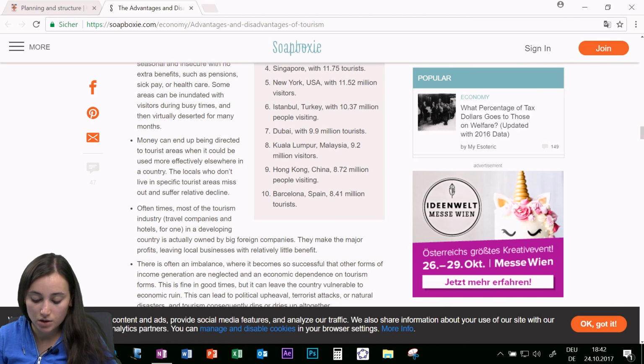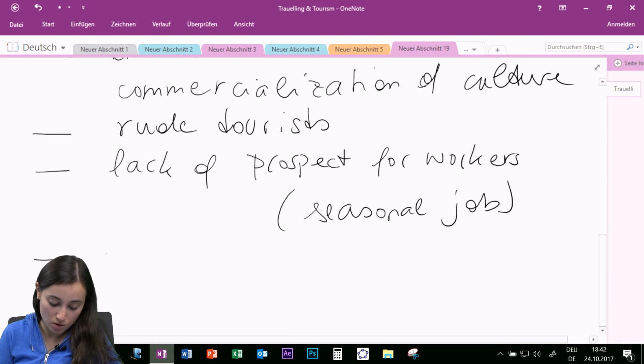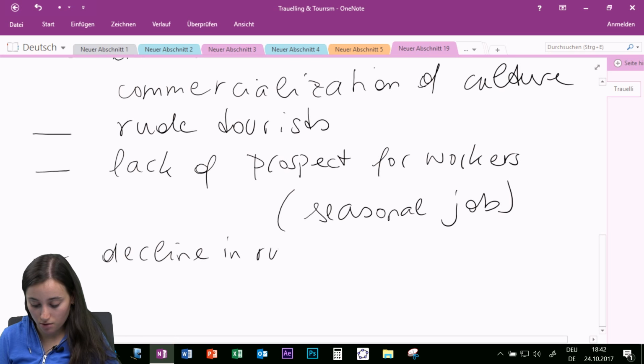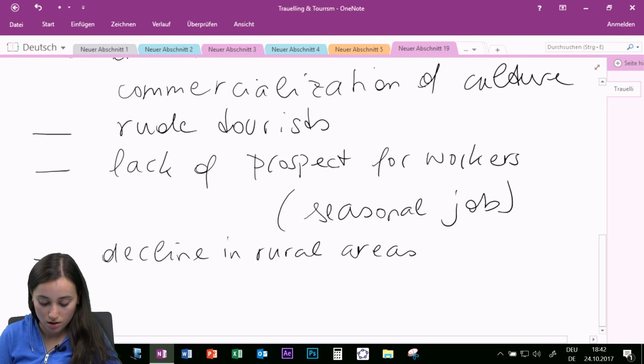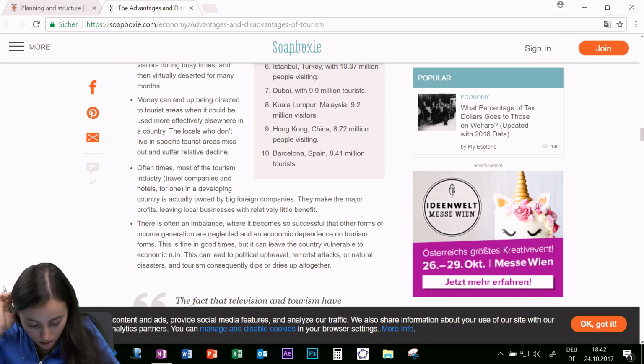Money can end up being directed to tourist areas when it could be used more effectively elsewhere in a country. The locals who don't live in specific tourist areas miss out and suffer relative decline. So decline in rural areas. So maybe 1 or 2. Okay, we only have 2 left.